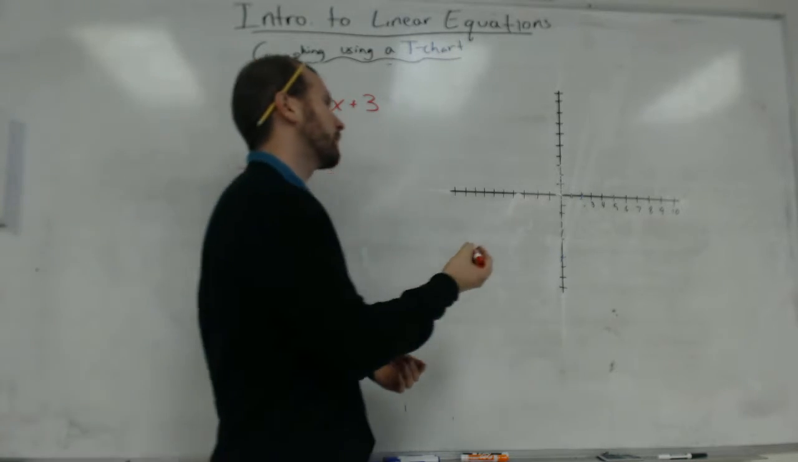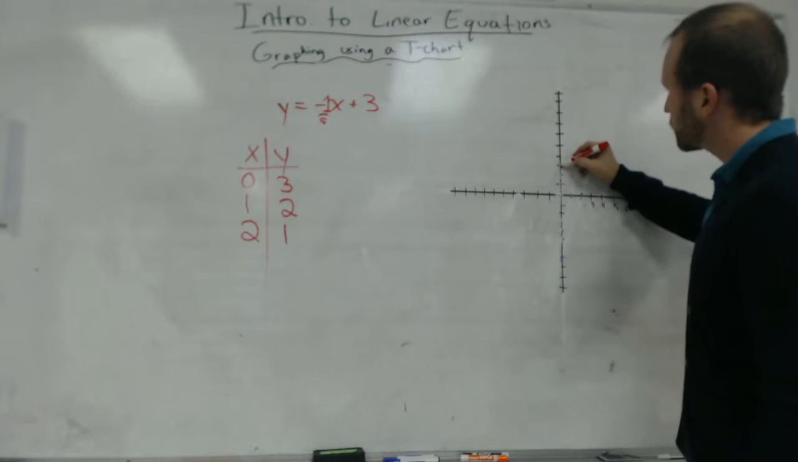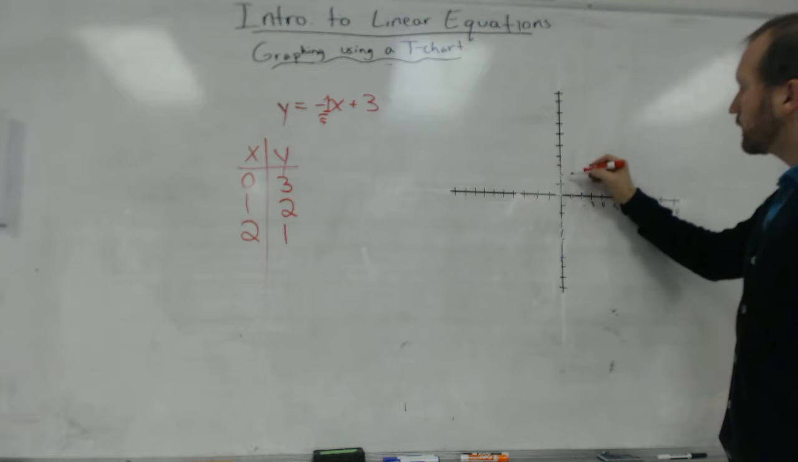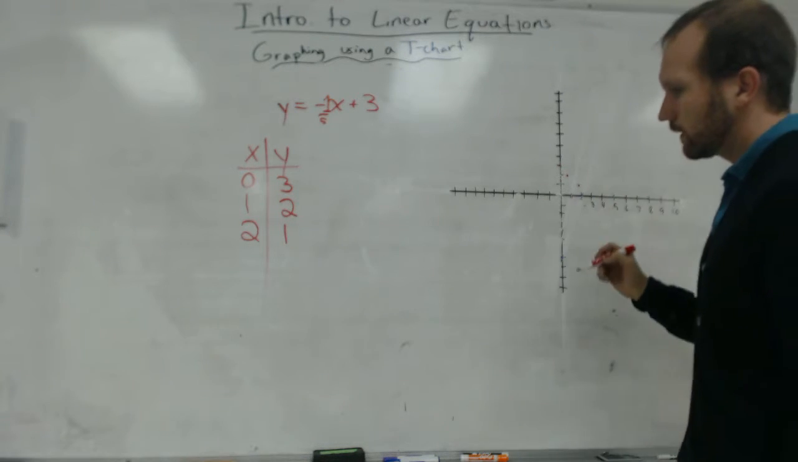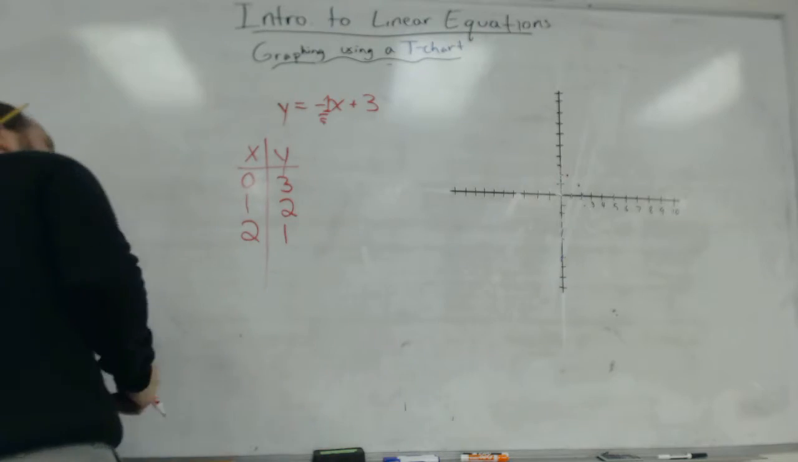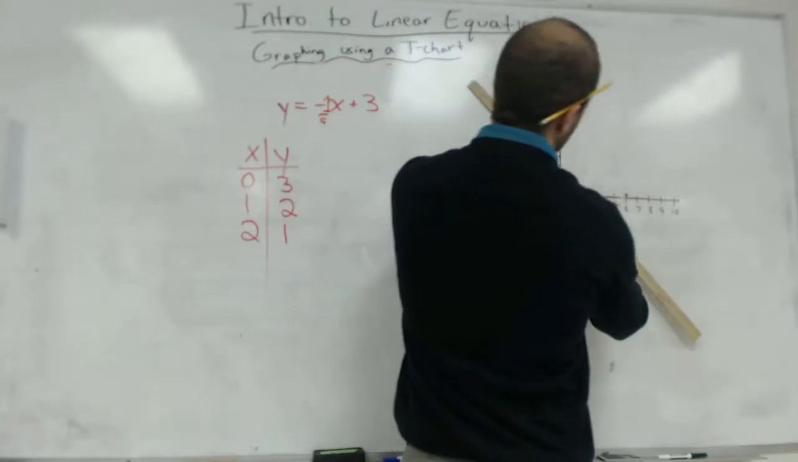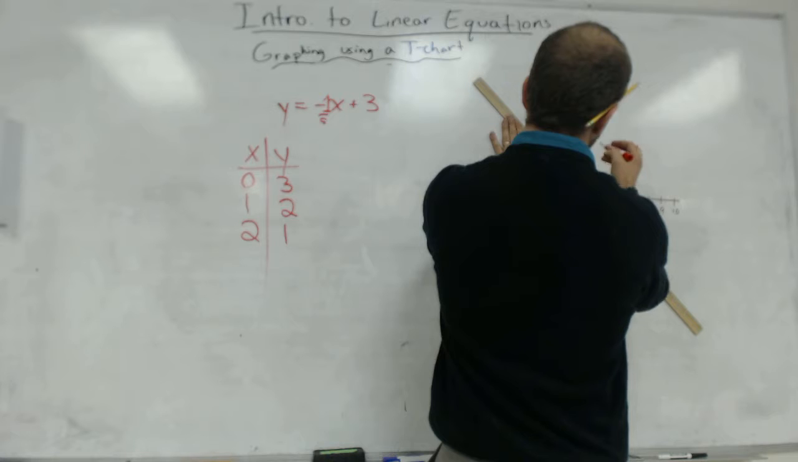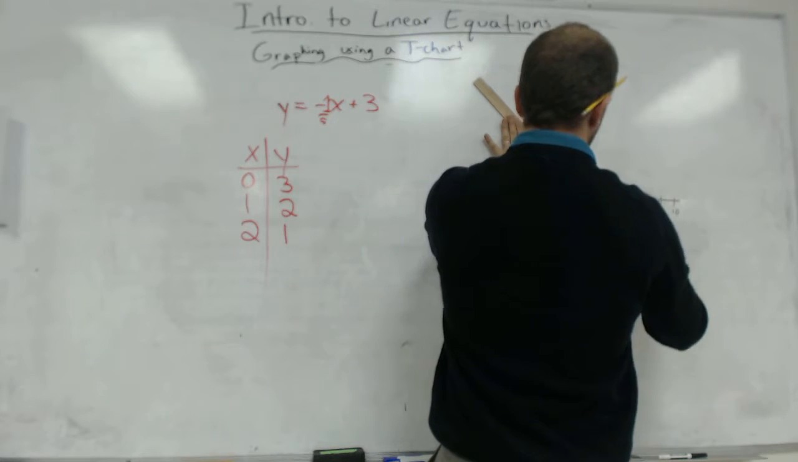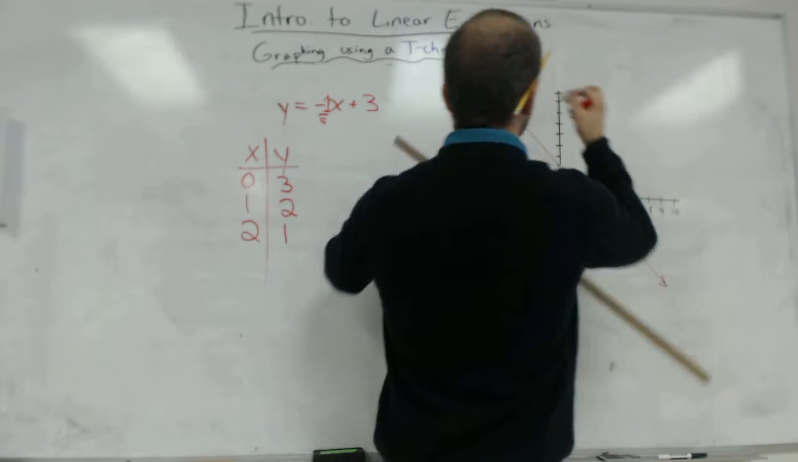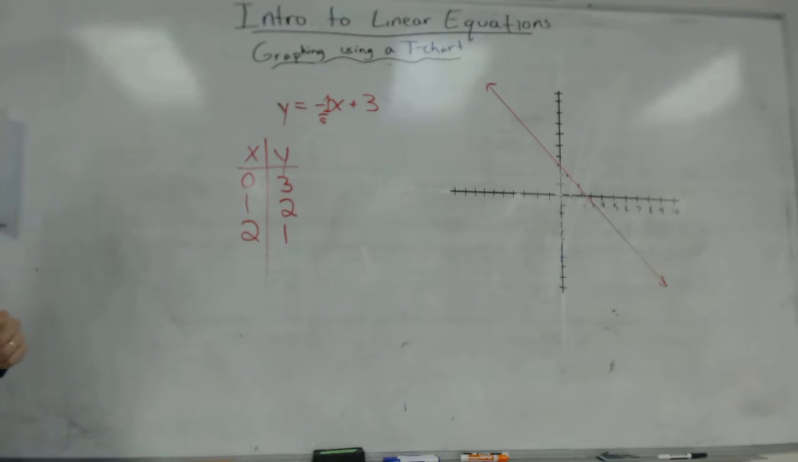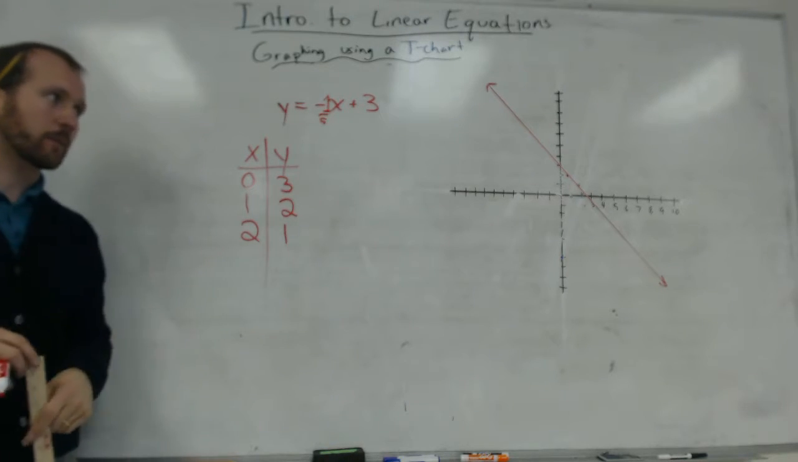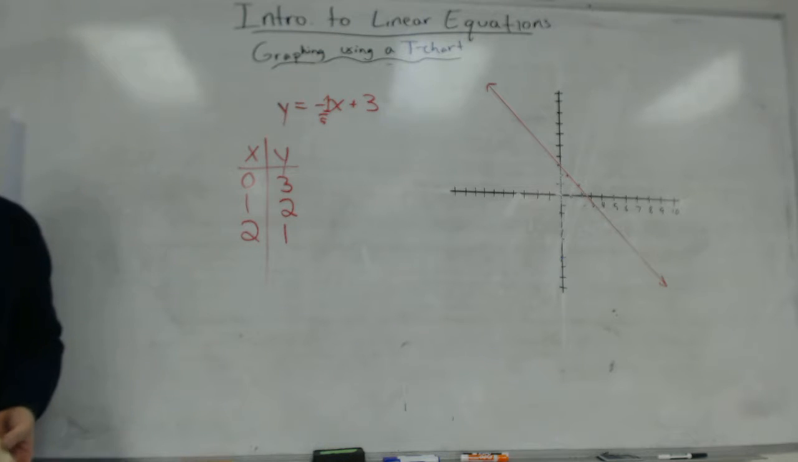Okay, let's graph it. 0, 3 is up here. 1, 2 is right here. 2, 1 is right here. And then I can connect those points and make a line. Okay, questions on this?